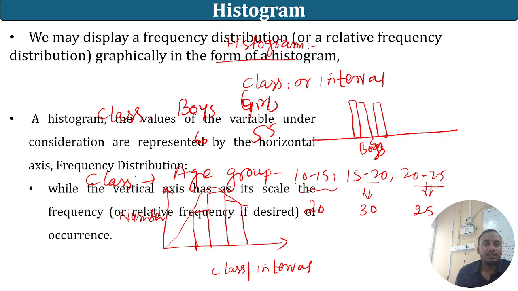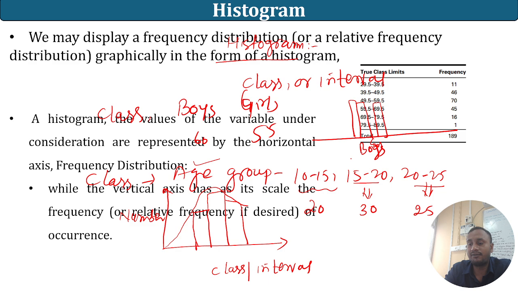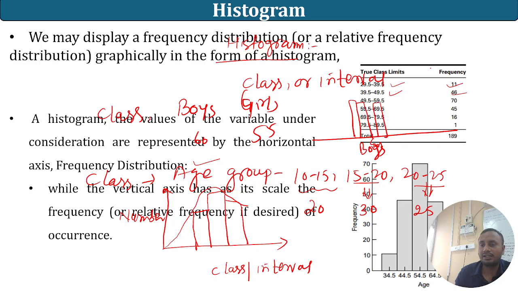In a similar way, in the histogram, the value of the variable under consideration is represented by the horizontal axis, along with the frequency distribution. We have one example here. That is the true class limit, and then we have the frequency: 11 for the first class, and 46 for this class. So the histogram will look like this: first one 11, then 46, then 70, then 45, and so on.